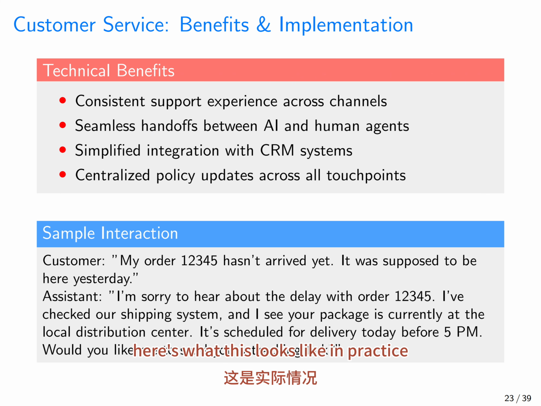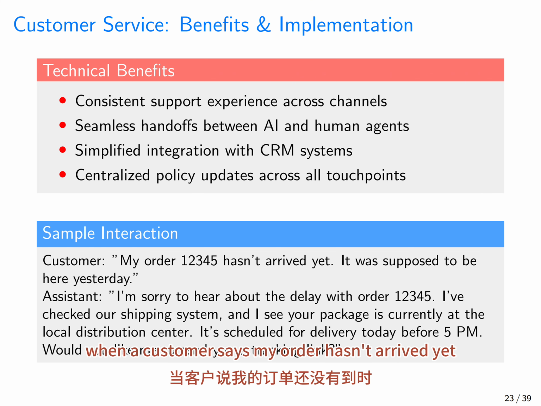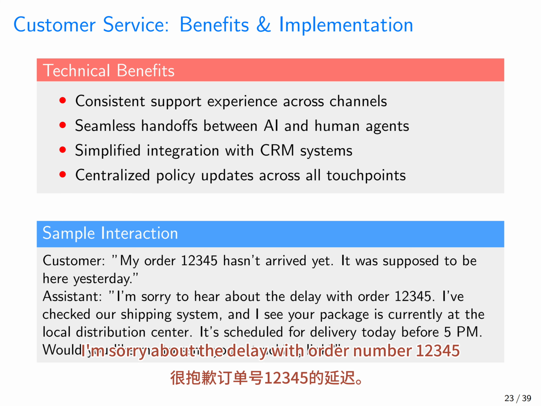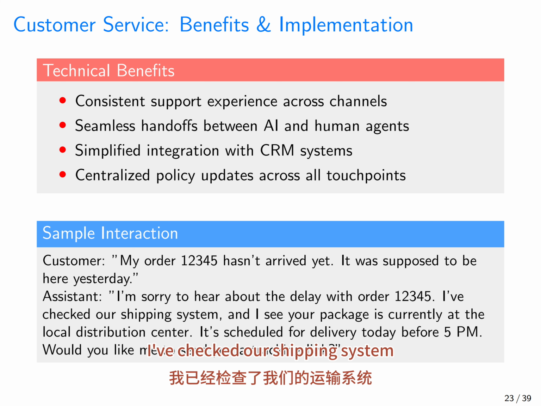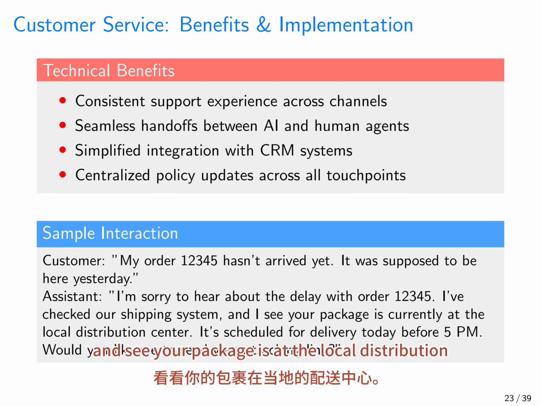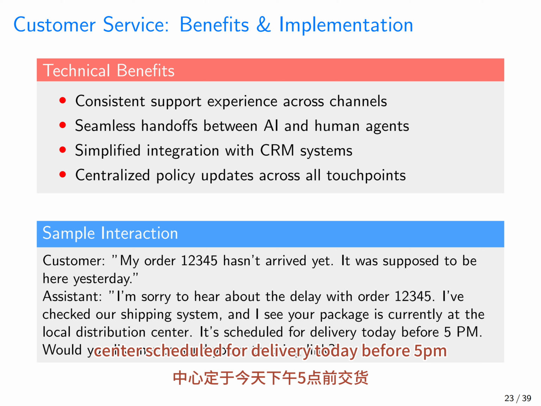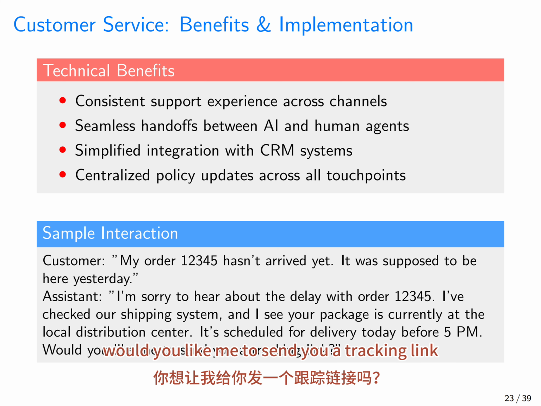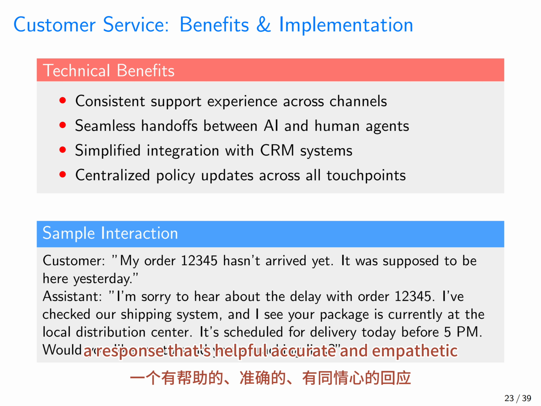Here's what this looks like in practice. When a customer says, "My order hasn't arrived yet," the AI responds, "I'm sorry about the delay with order number 12345. I've checked our shipping system and see your package is at the local distribution center, scheduled for delivery today before 5 p.m. Would you like me to send you a tracking link?" A response that's helpful, accurate, and empathetic.